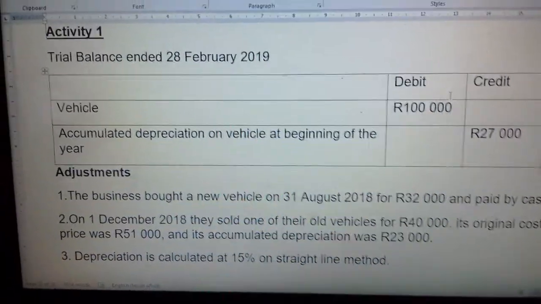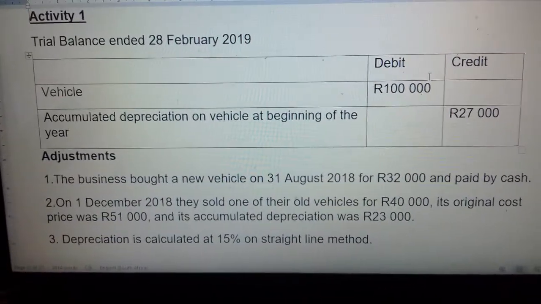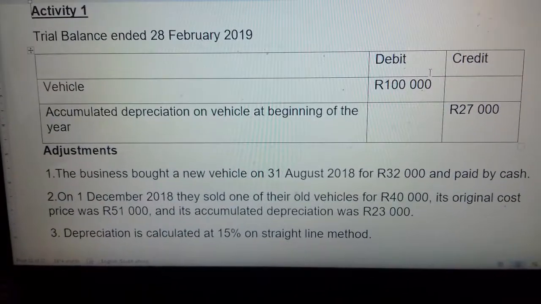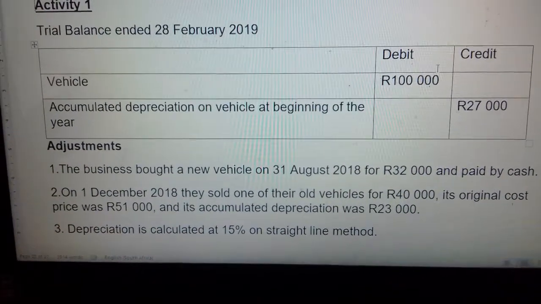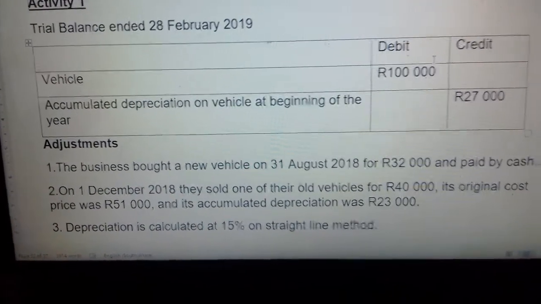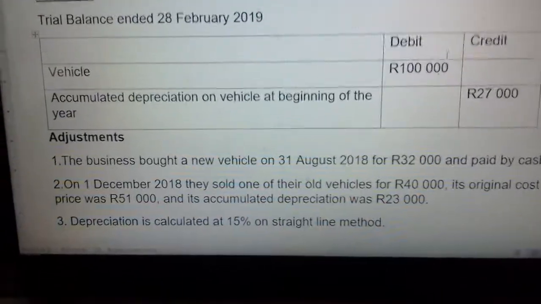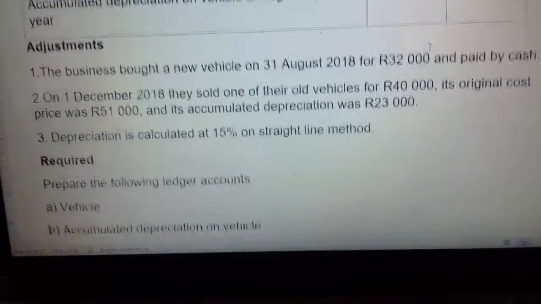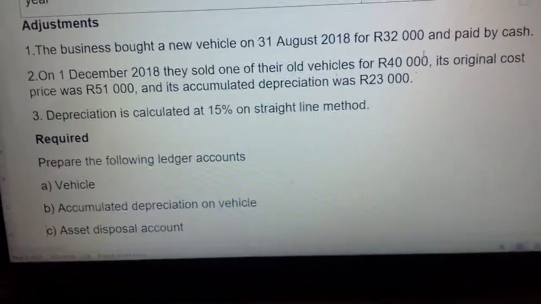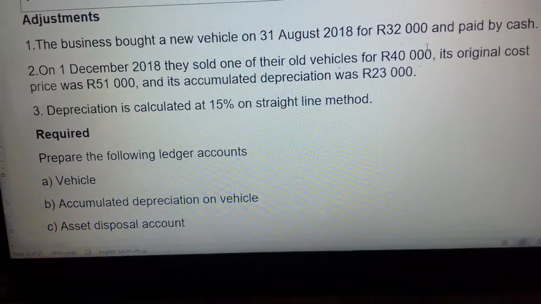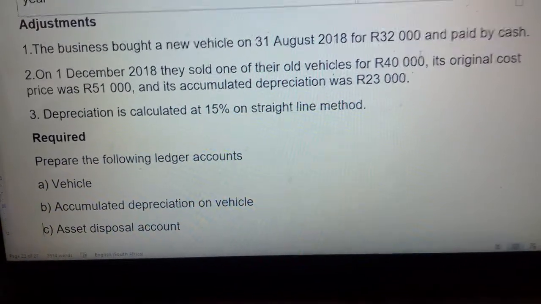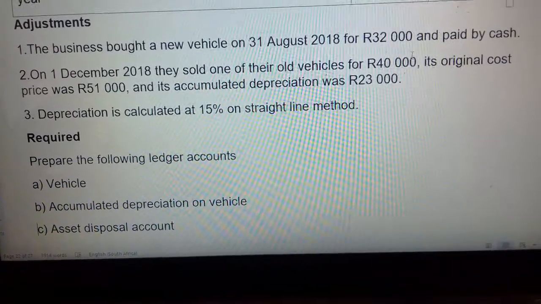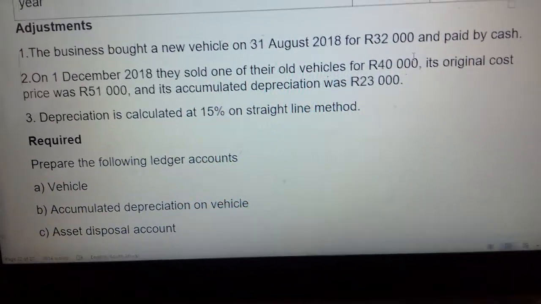Hello guys, today we're going to do a question based on the topic fixed and tangible assets. So we are going to do activity 1 as we continue with other videos. On activity 1 we have our required. It says prepare the following ledger accounts: vehicle ledger account, accumulated depreciation on vehicle, and asset disposal ledger account.